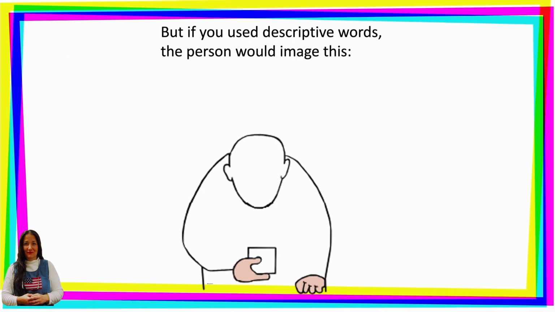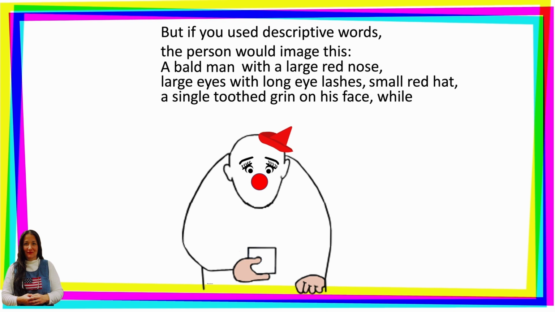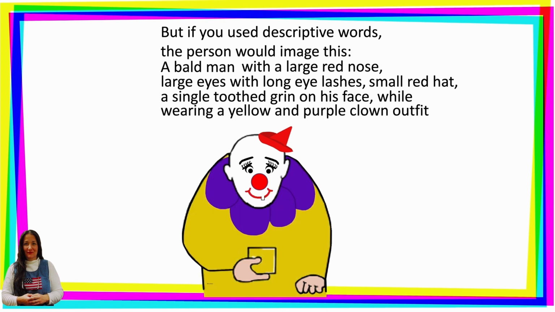But if you use descriptive words, the person would imagine this. A bald man with a large red nose, large eyes, and long eyelashes. Small red hat, a single tooth grin on his face while wearing a yellow and purple clown outfit, carrying a Jack-in-the-Box. See the detail in the picture? This is adding detail. Rather than just a stick figure with a box, we can envision the picture.